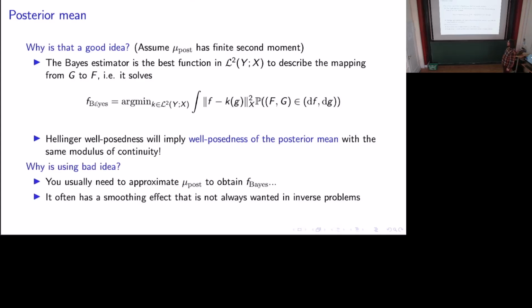What is a bit annoying is how you approximate this Bayes estimator. Usually you first approximate the posterior, and then you use the posterior to compute the integral, which is not fast. And I don't think there's a perfect way to get it otherwise. The other thing is it can have a smoothing effect that is a bit awkward as well.